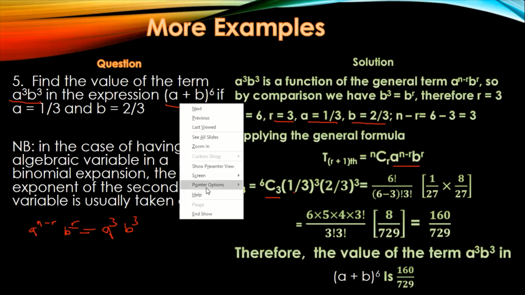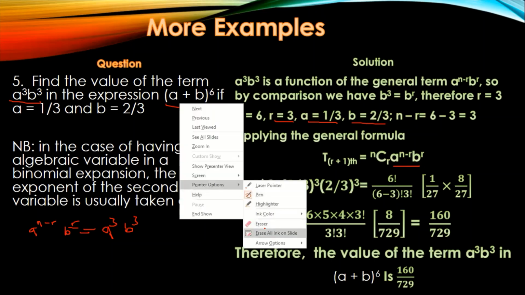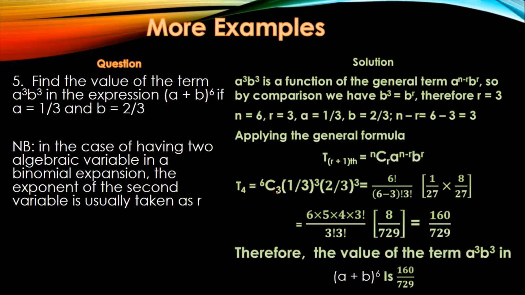Let's clean our slide so that we can solve better. Now 6 combination 3 will give 6 factorial over 6 minus 3 factorial times 3 factorial. Now what happens here? If we have 1 over 3 raised to the power of 3, and we also have 2 over 3 raised to the power of 3, what you just do is this one will be raised to the power of 3, and 3 will also be raised to the power of 3.